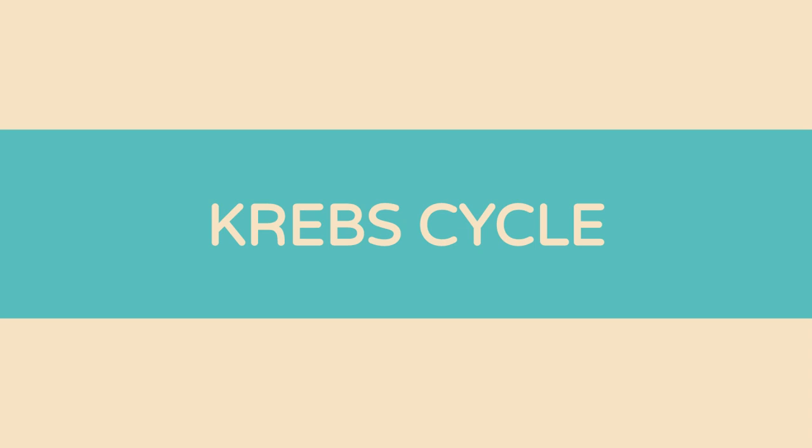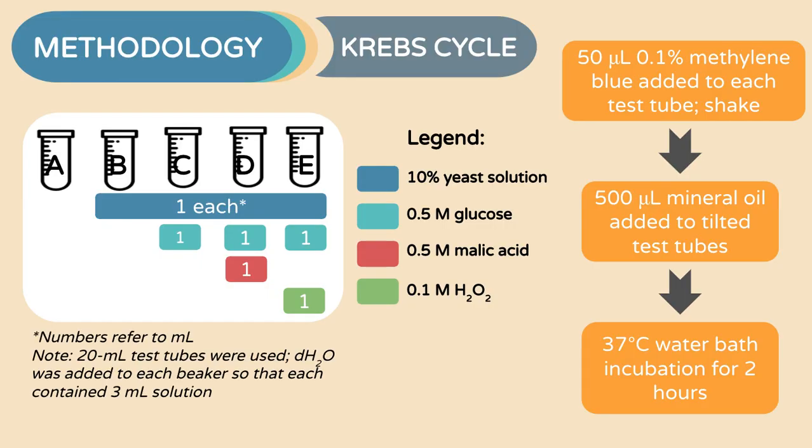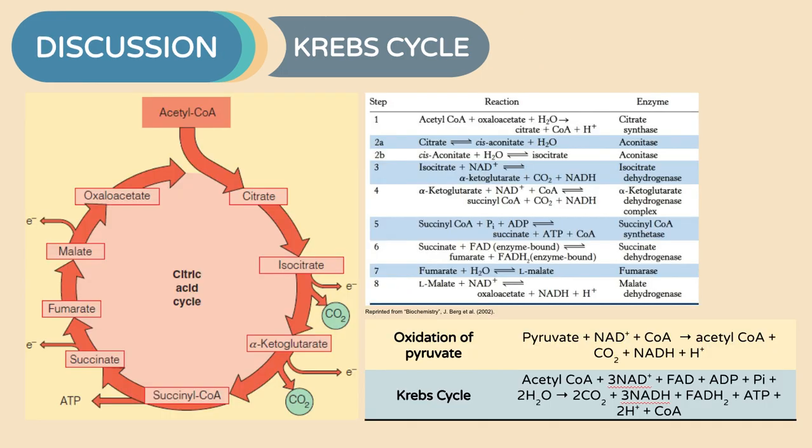For the second part of the experiment, we will be exploring the effects of activators and inhibitors on the Krebs cycle. To begin, 5 20 ml test tubes were used to prepare 5 different solutions, A to E. To each test tube, 50 microliters of 0.1% methylene blue was added and afterwards shaken to mix contents. The test tubes were then tilted in order to add 500 microliters of mineral oil. Afterwards, the test tubes were incubated in a 37 degrees Celsius water bath for about 2 hours.